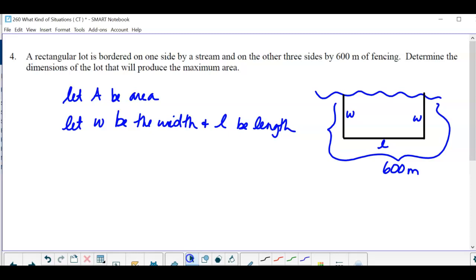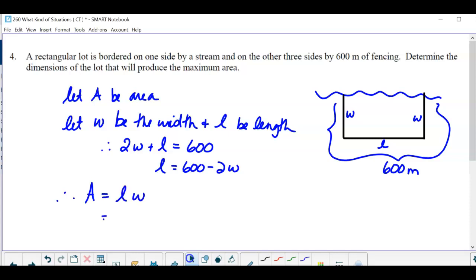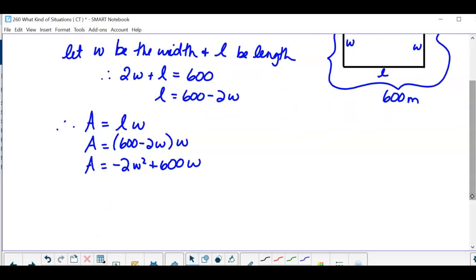Okay, now we're going to have to express, therefore, 2W plus L equals 600 because of the length of those. We want to be able to express everything in just 2 variables. Right now we have 3. So if I solve for L here, I can get the length in terms of the width. So then my area is length times width, which is going to be 600 minus 2W times W, and then expand it out and show it in descending order of degree. And now you can put it in vertex form by completing the square.